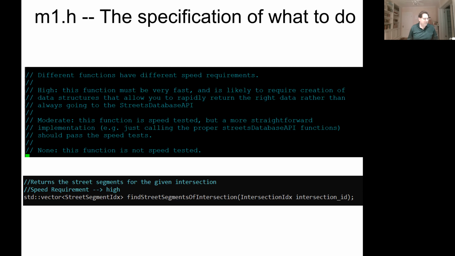So m1.h is this header file that we've given you, and it's the specification of what you need to build in this milestone. Near the top of that header file is key information that different functions have different speed requirements. You're going to find a bunch of functions like this one, called find street segments of intersection. You pass in an intersection ID, basically an integer, and it returns a vector of other integers. Those integers are the IDs of the street segments that form that street.